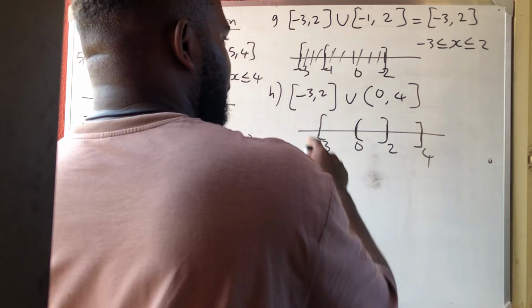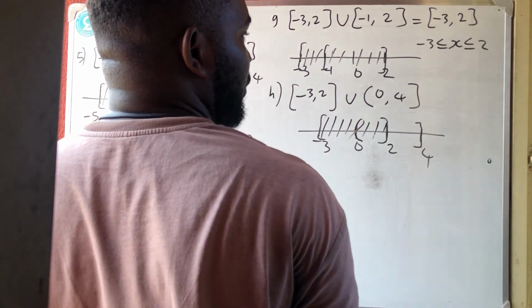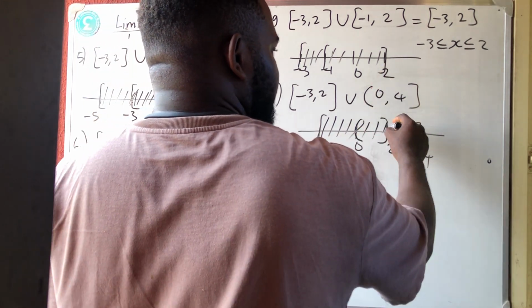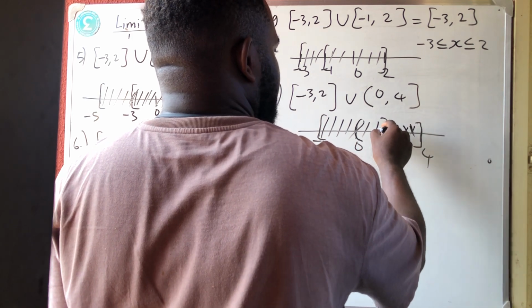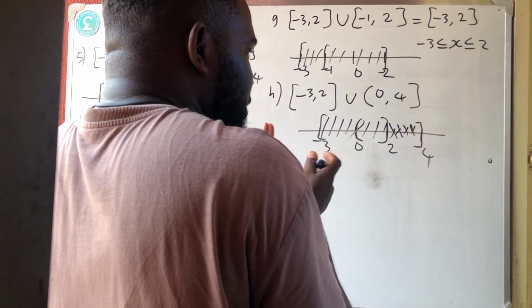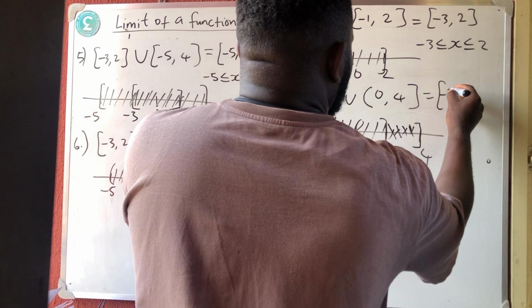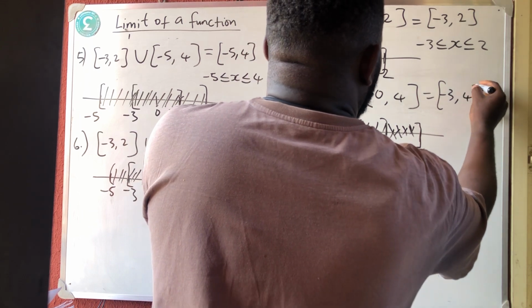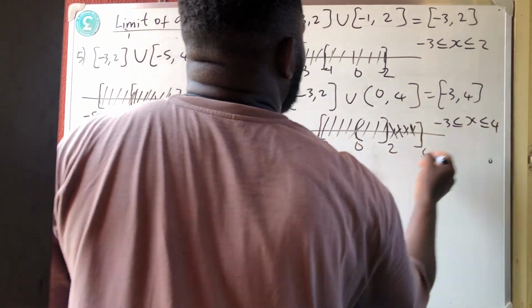Are you getting it now? So for this one, even the 0 is involved, but this one now, 0 is not involved. Are you getting it now? Let me use x for this one. So 0 is not involved, but the union is bringing everything together. So the answer must be from here to here. So the union is from minus 3 to 4. Closed like this. So minus 3 is less than or equal to x, which is less than or equal to 4.